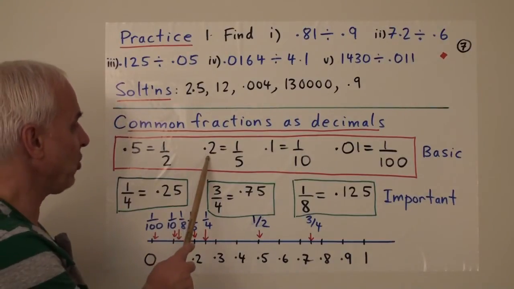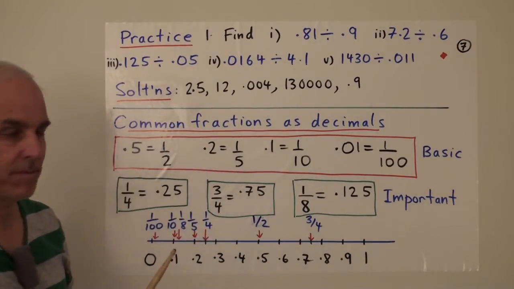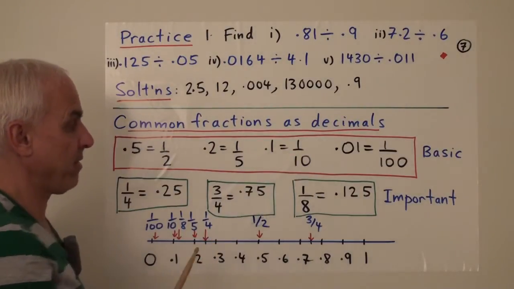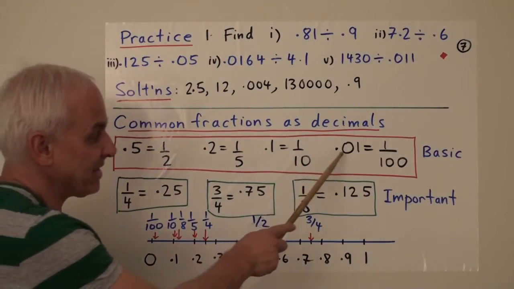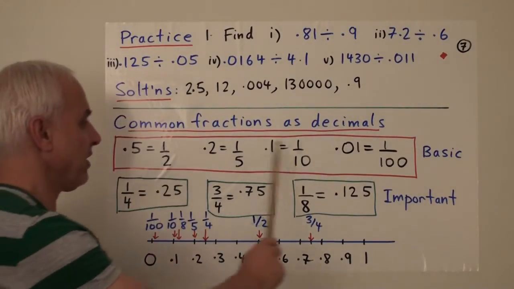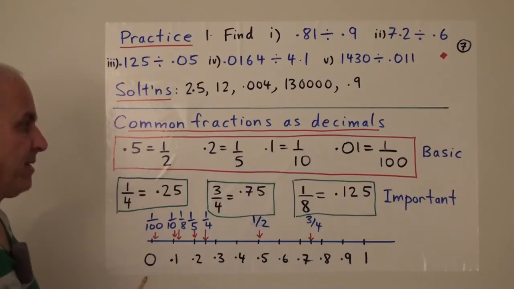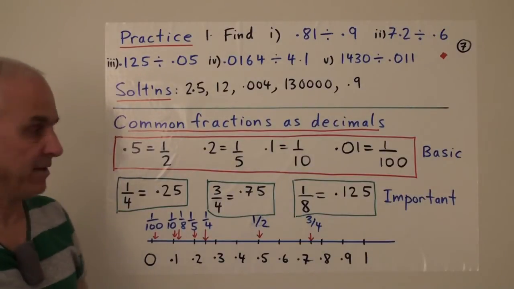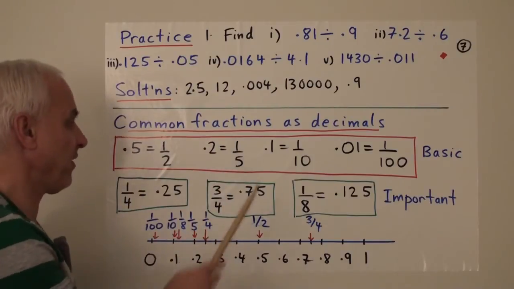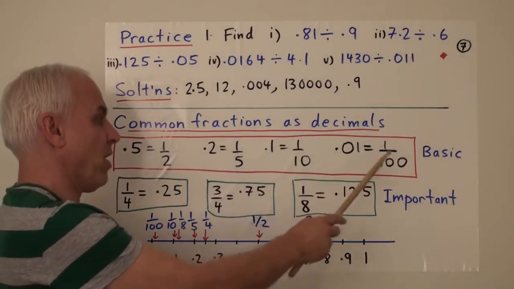Another one, 0.2, is the same as 1/5. 0.1, even simpler, is 1/10. 0.01 is 1/100th. These are absolutely basic ones that you have to know immediately. Okay, 0.5 is the same as 1/2. 0.2 is the same as 1/5. 0.1 is 1/10. 0.01 is 1/100th.